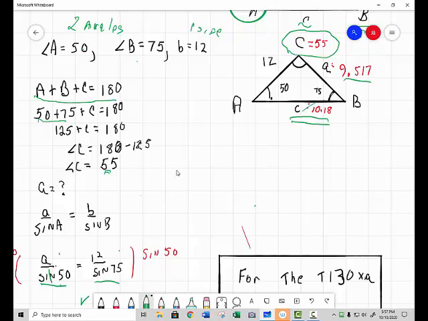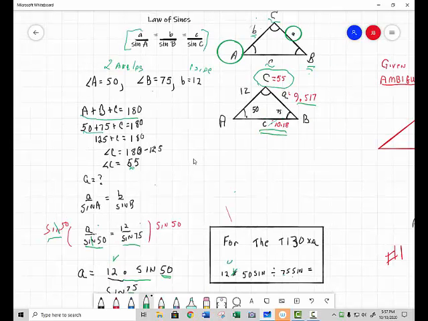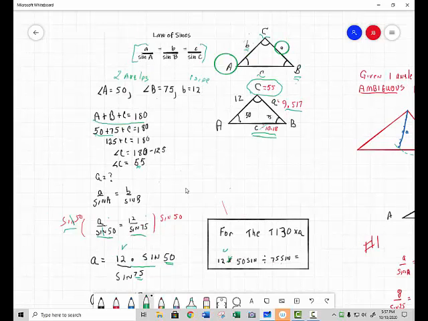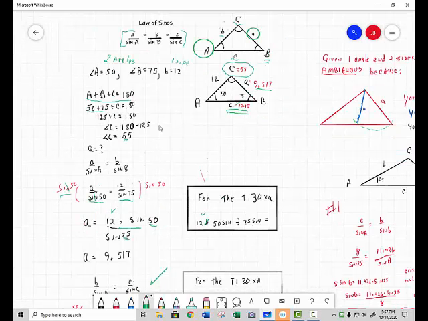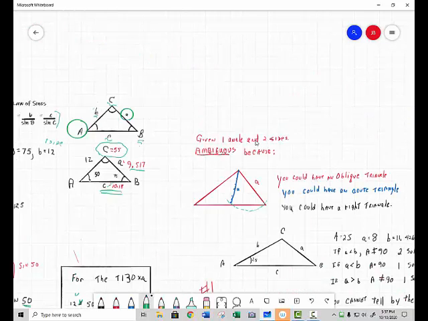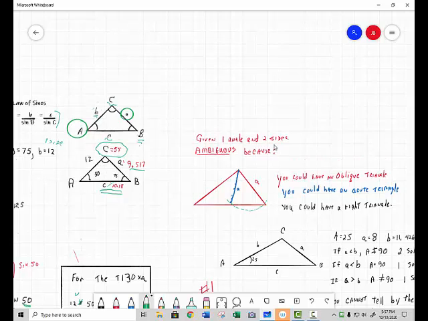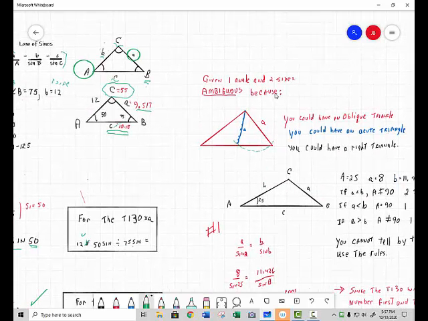Okay? So that's the sine rule if you have 2 angles and 1 side. And it's, like I said, pretty straightforward. Okay, the other case is, what happens if I have 1 angle and 2 sides?